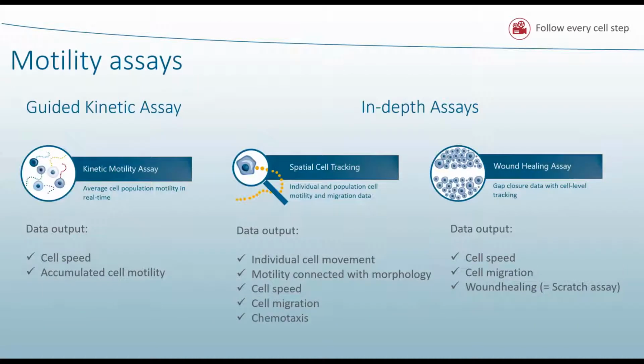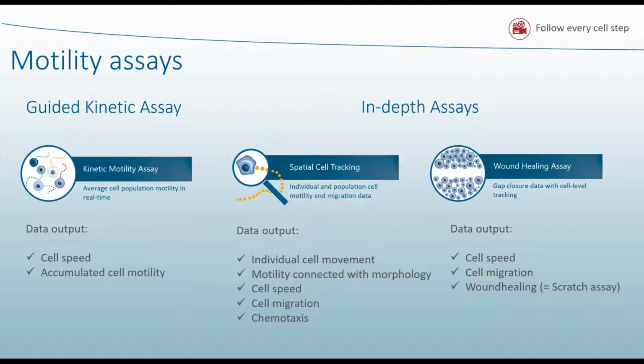In our software, we have 3 applications designed for studying motility. We have the Kinetic Motility Assay, which gives you the average cell population motility in real time. You get how fast the cells move, the cell speed on average, and you get the accumulated cell motility. But that's only for population. You don't get the individual cell data out of that. For that, you need to go to spatial cell tracking.